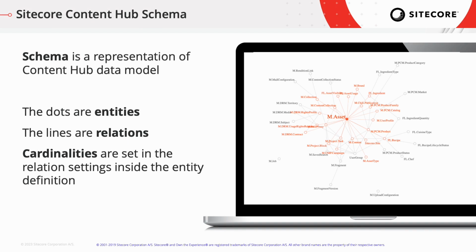So coming back to Content Hub schema, you will see it in the next parts of the course, but this is the Content Hub schema, how you see it in the user interface. It's a representation of the Content Hub data model. So the dots here are entities, the lines are relations, and cardinalities are set in the relation settings inside the entity definition. So you have all the same cardinalities as we have just seen. That would be one-to-one, one-to-many, and many-to-many.